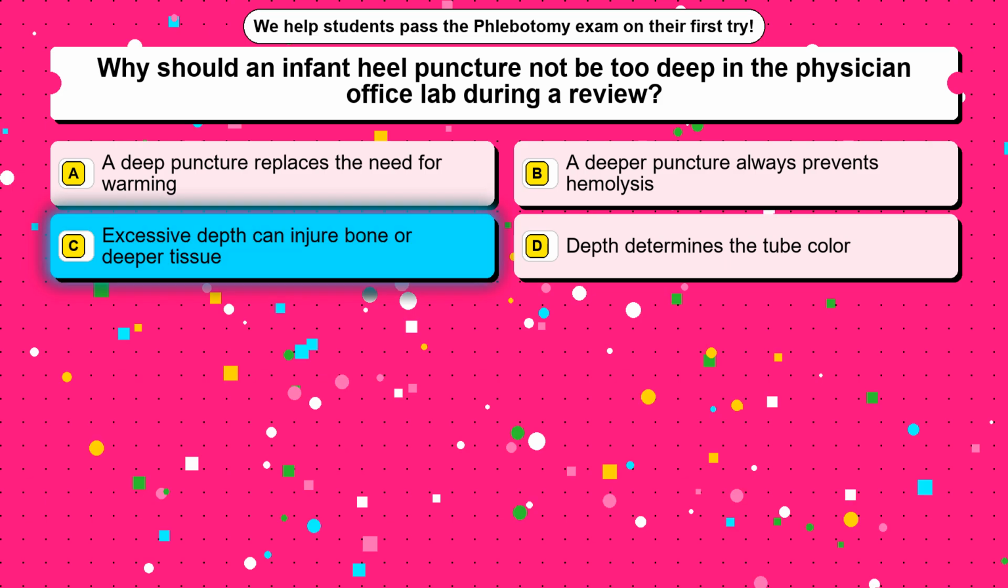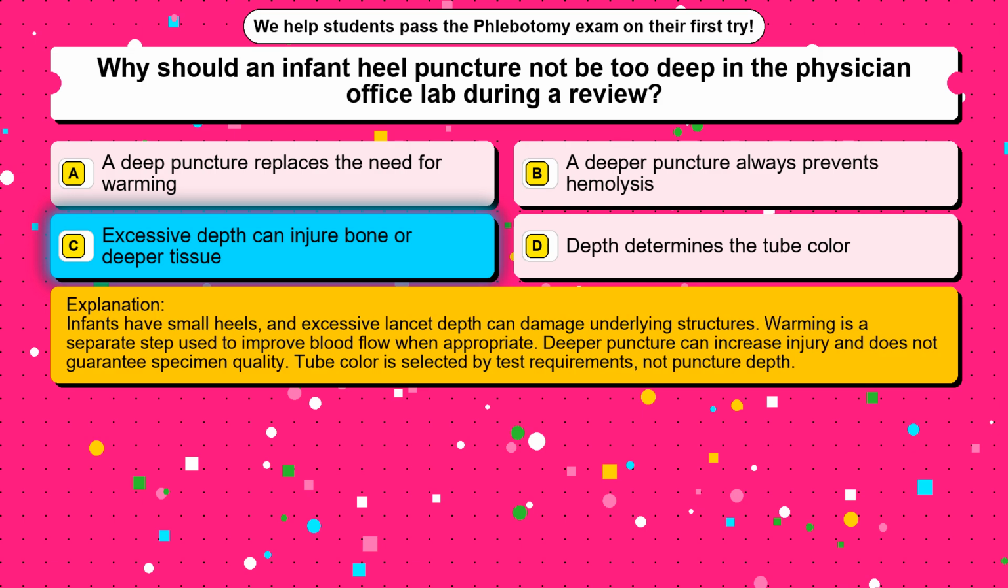The correct answer is option C. Excessive depth can injure bone or deeper tissue. Infants have small heels, and excessive lancet depth can damage underlying structures. Warming is a separate step used to improve blood flow when appropriate. Deeper puncture can increase injury and does not guarantee specimen quality. Tube color is selected by test requirements, not puncture depth.